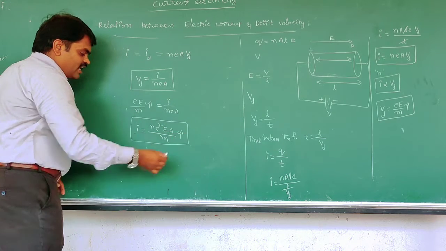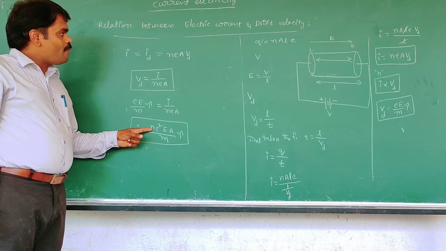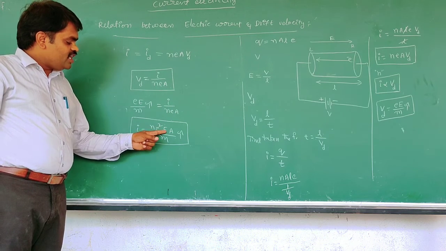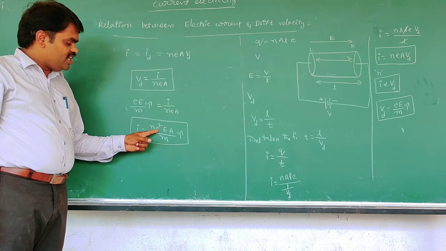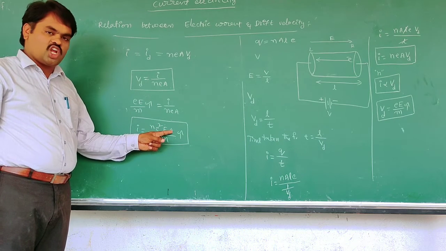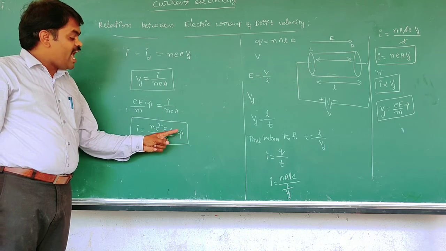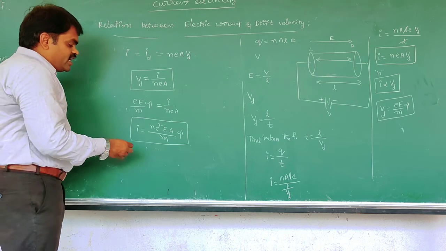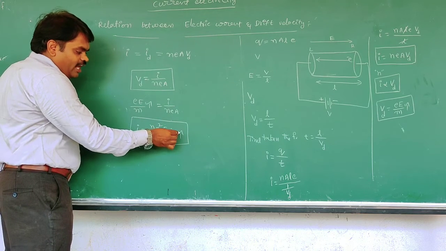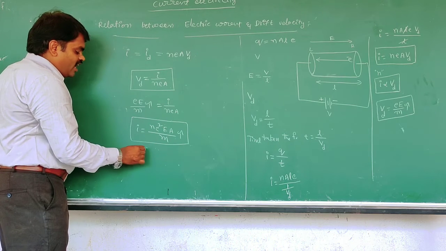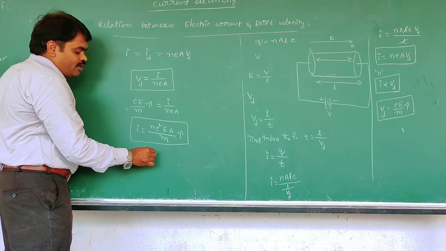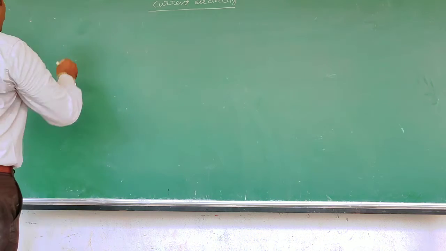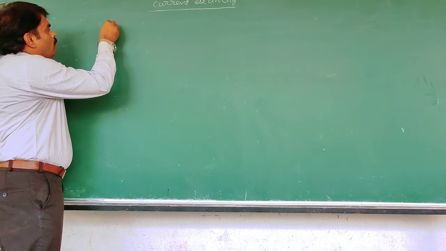That means here n is the number of free electrons per unit volume of the conductor, E is the electric field, e is the charge of the electron, A is the cross-sectional area, tau is the relaxation time, and m is the mass of the electron. That means n, e, A, tau, m are constant. The electric current I is directly proportional to E. Now, mobility.